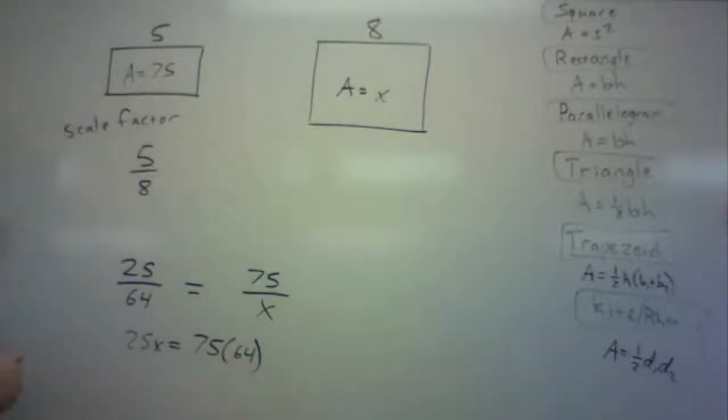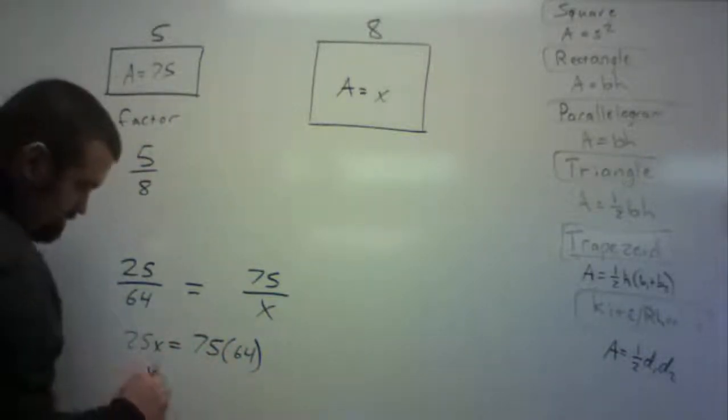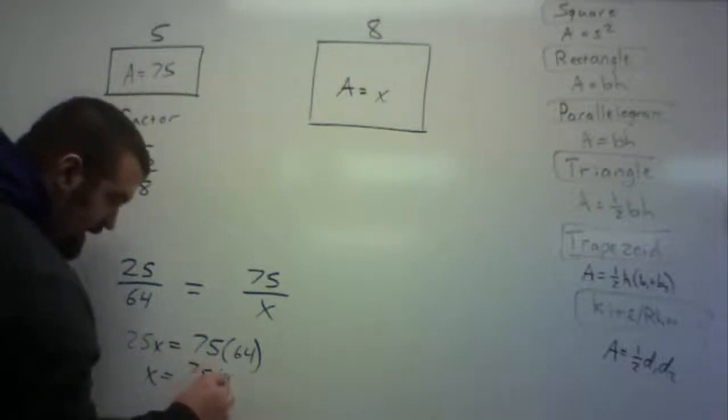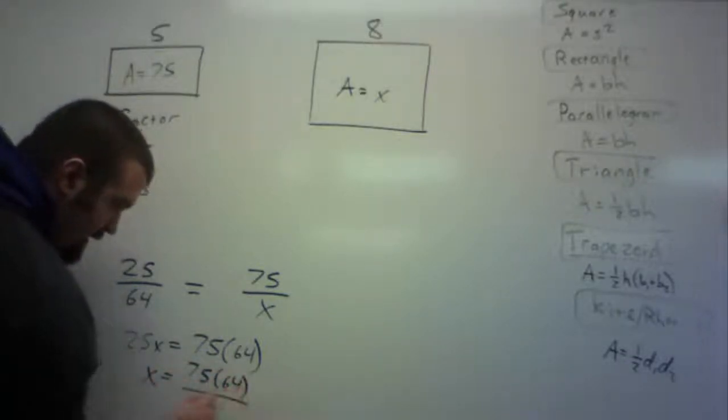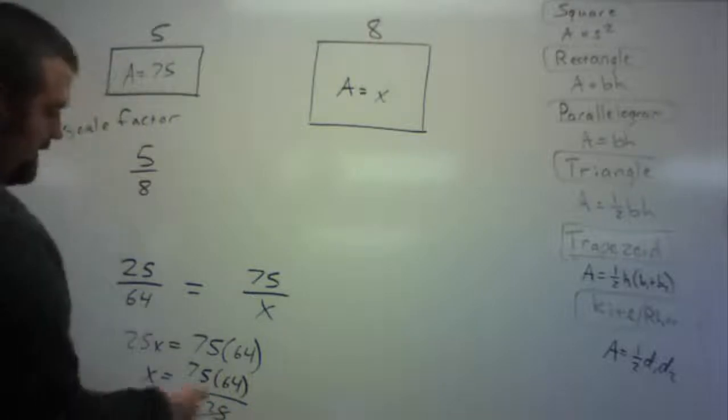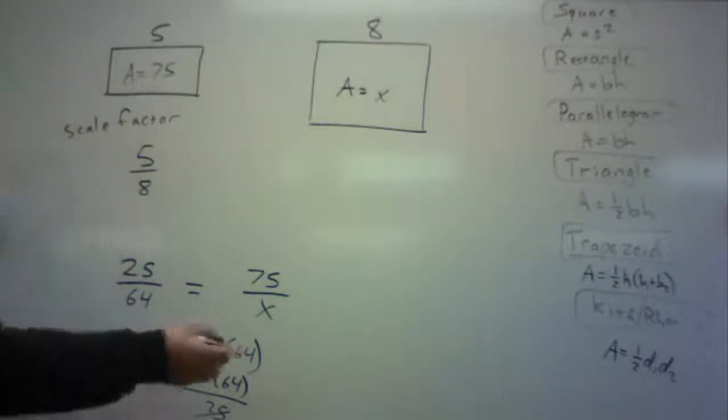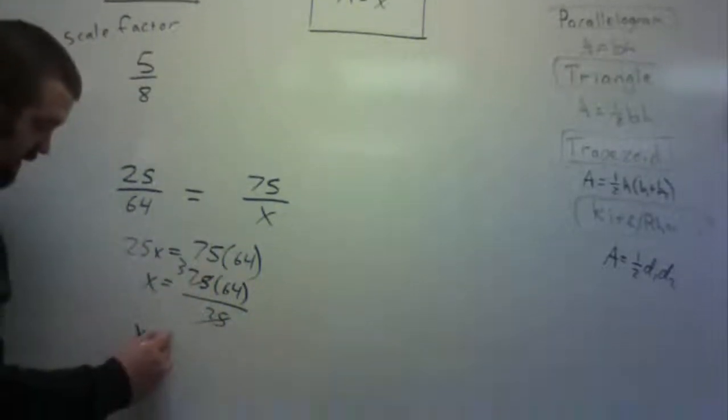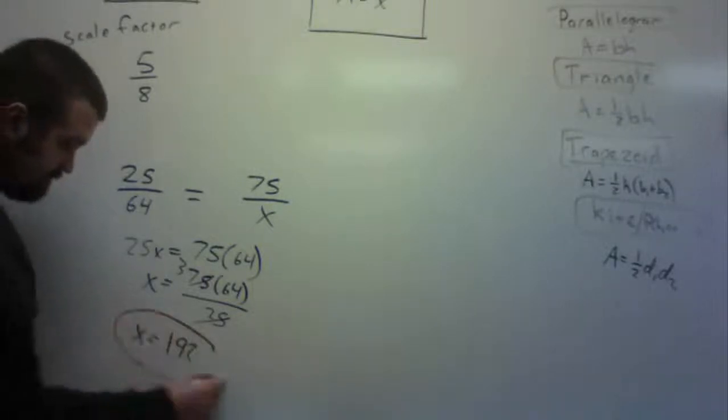However, I'm going to do a shortcut here. Divide both sides by 25. X equals 75 times 64 all over 25. Well, 25 goes into 75 three times. 3 times 64, 192.